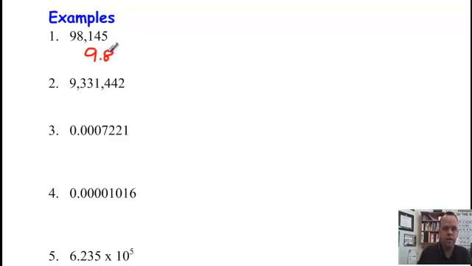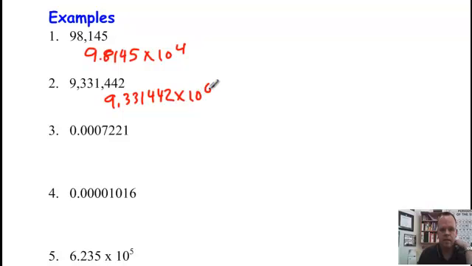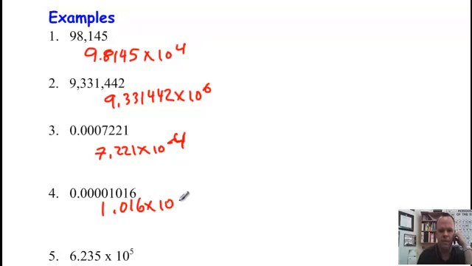This first one, the number is going to be 9.8145. We moved it 4 places, so times 10 to the 4th. The next one, 9.331442 times 10 to the 6th. The next one, 7.221 times 10 to the negative 4th. The next one, 1.016 times 10 to the negative 5th.